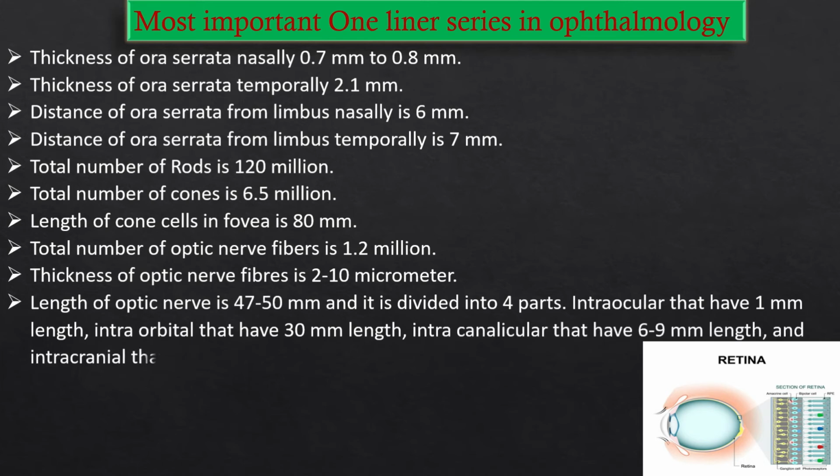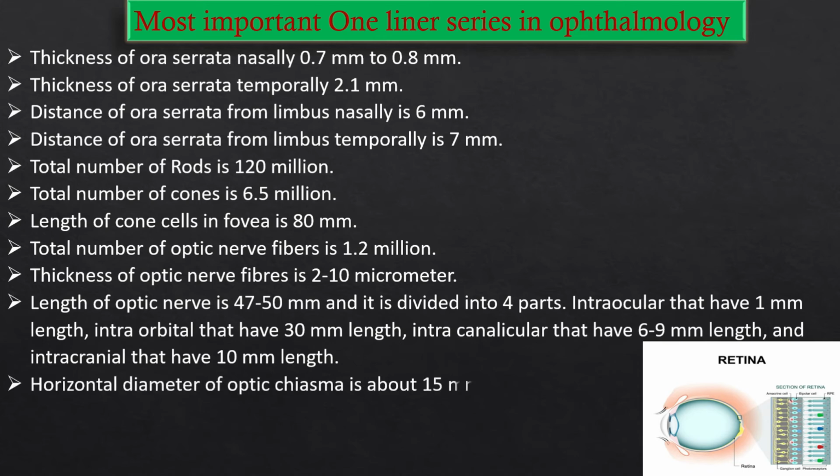Number 1, intraocular, that has 1 mm length. Number 2, intraorbital, that has 30 mm length. Number 3, intracanalicular, that has 6 to 9 mm in length. And number 4, intracranial, that has 10 mm in length.